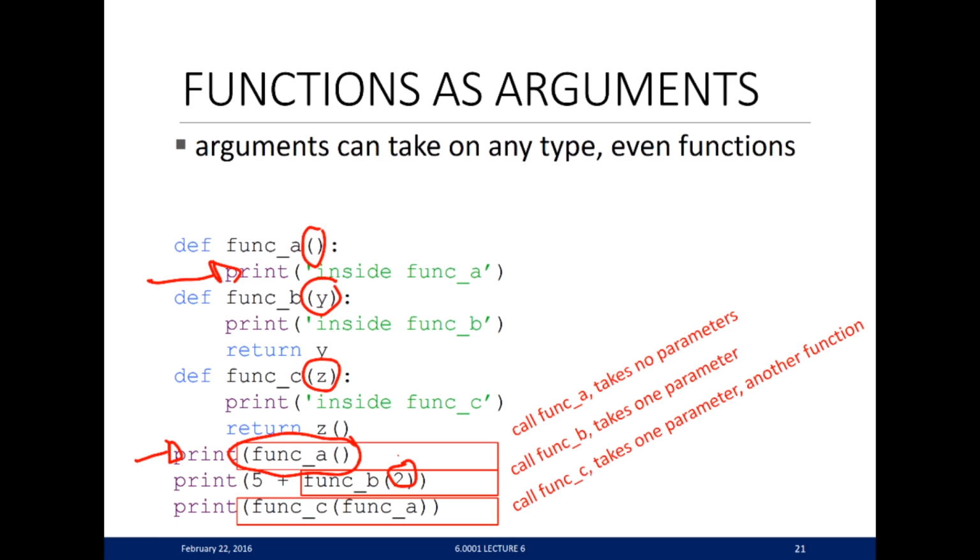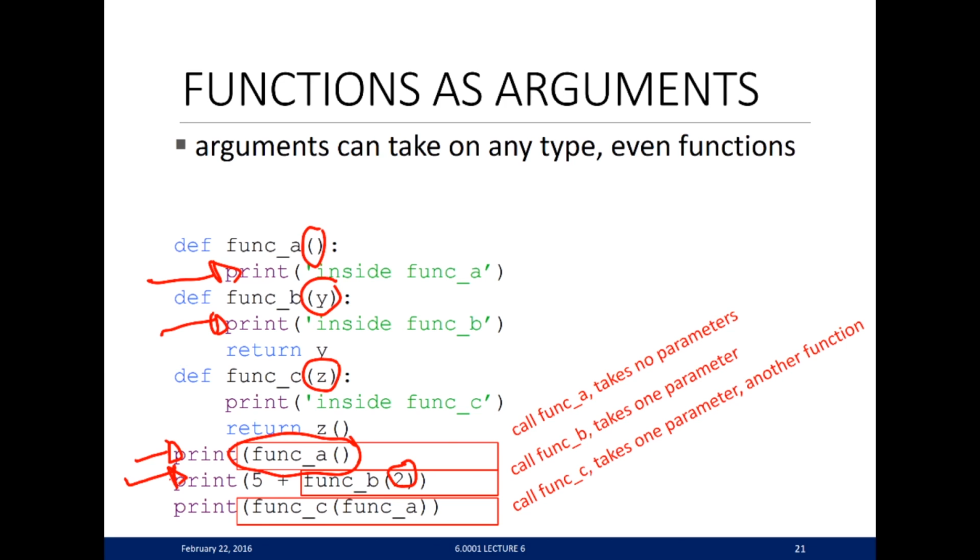I pass in 2 to function B. Function B prints "inside function B," right there, which is the next thing it did. And then it returns the value passed in, which is the value of y, which is 2. That gets added to 5, which is why on my machine I printed out 7. The print statement printed out 7.